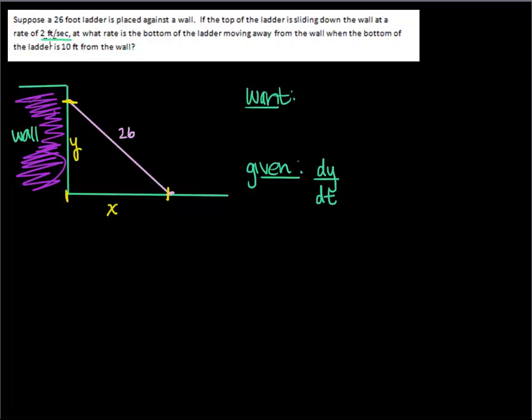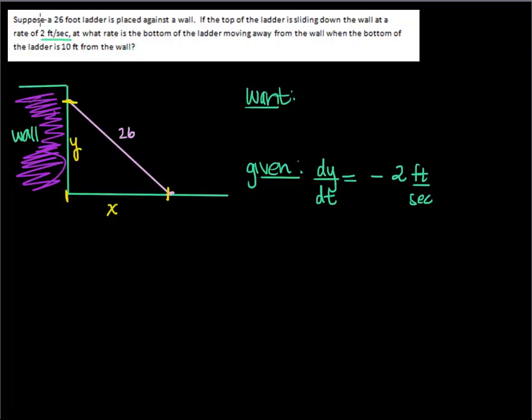Y is in feet, time is in seconds. So I know that it's a negative 2 feet per second. Why negative? The only reason I put negative is because y is getting smaller. So y is getting smaller, it's going in the negative direction. Again, dy/dt means the change in y with respect to time. Y is your distance, so that makes sense, it's feet, and t is time. The distance from the top of the ladder to the ground is changing with respect to time.